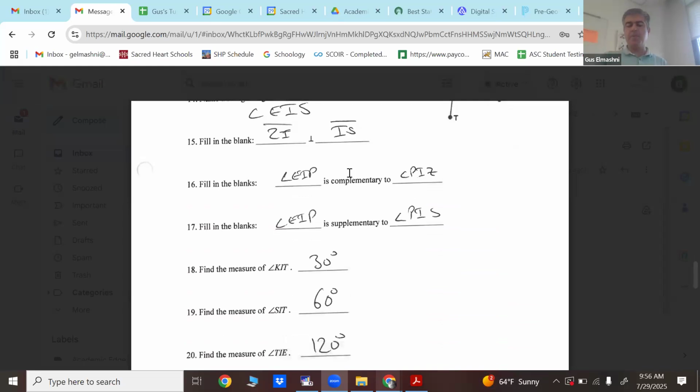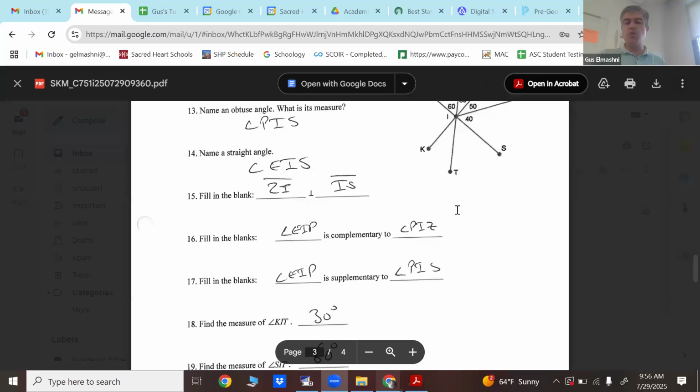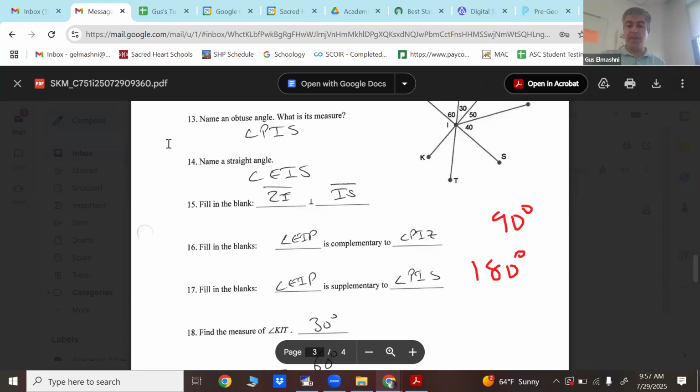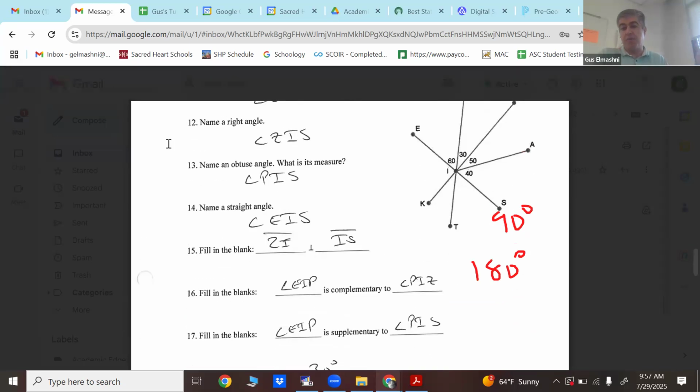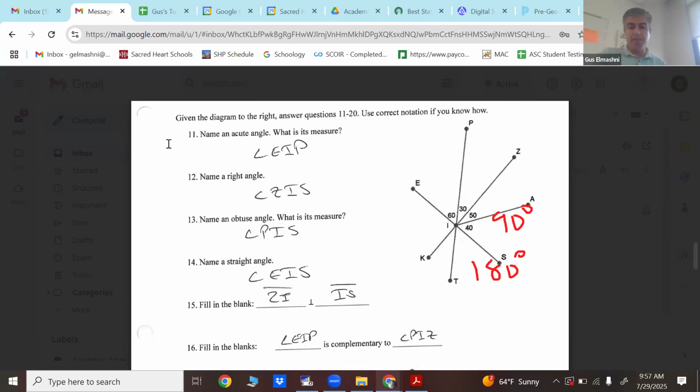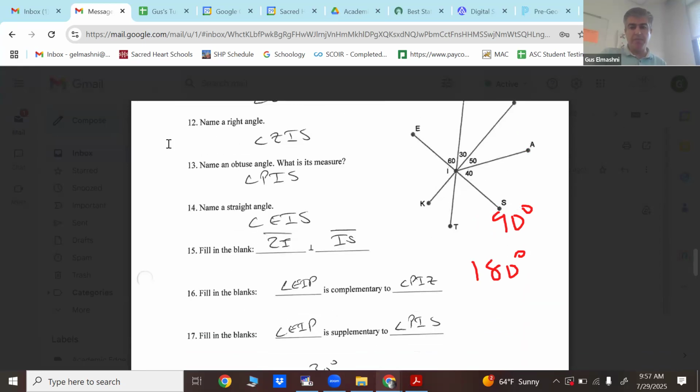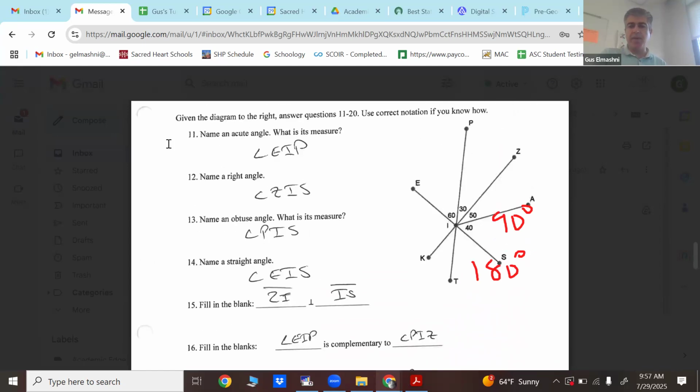EIP, okay, complementary and supplementary. I know you haven't seen this, and don't worry if you didn't know. Complementary means 2 angles add to 90. These add to 90 degrees. These add to 180 degrees. So let's look at where that happens. EIP is 60, PIZ is 30, so those two add to 90. Supplementary means add to 180. EIP is 60, PIS is 120. Those add to 180, if you look at the diagram.